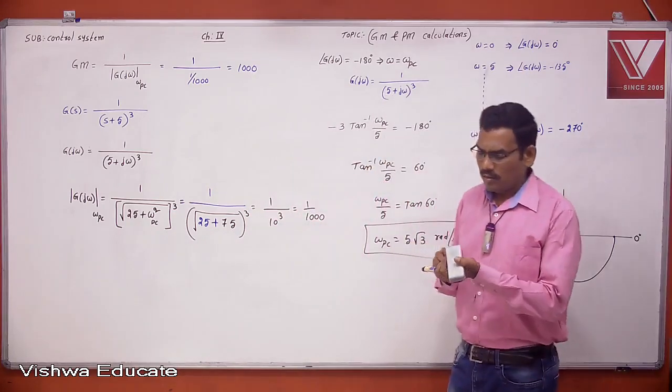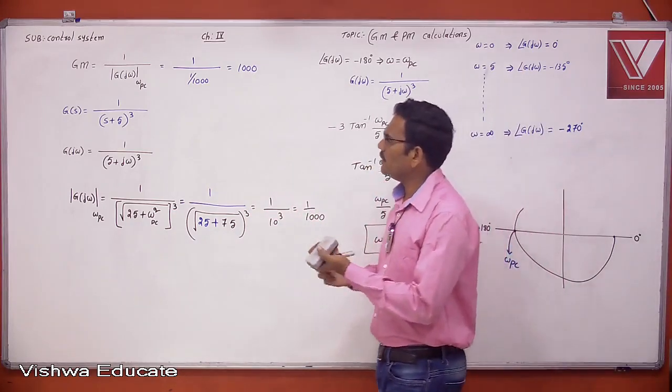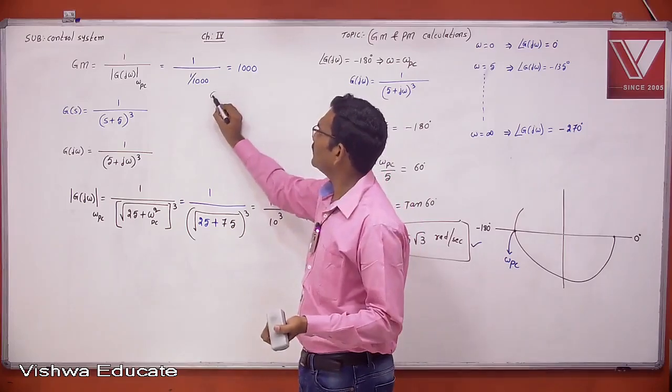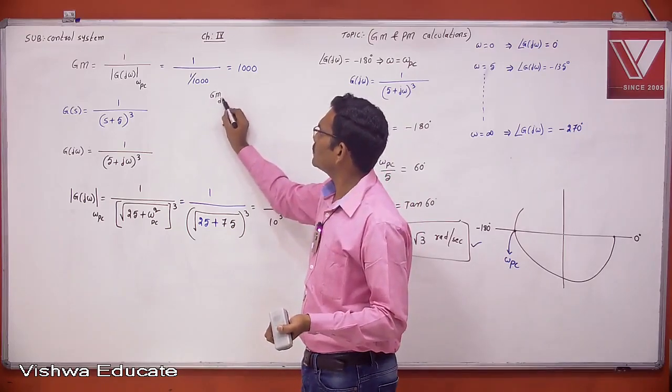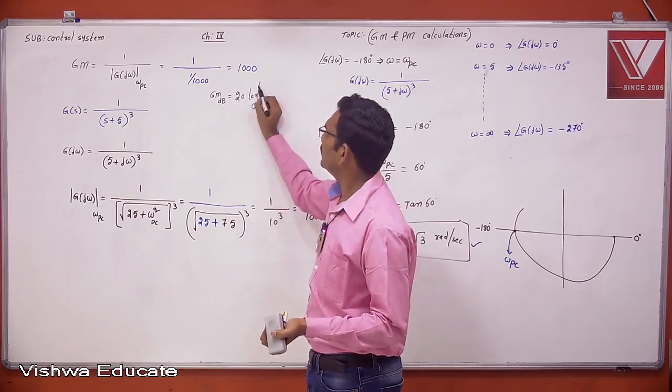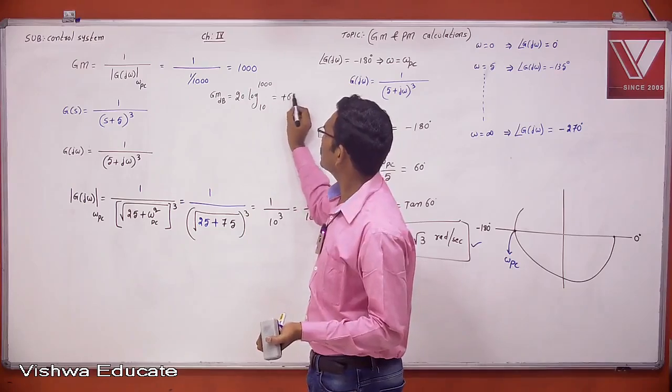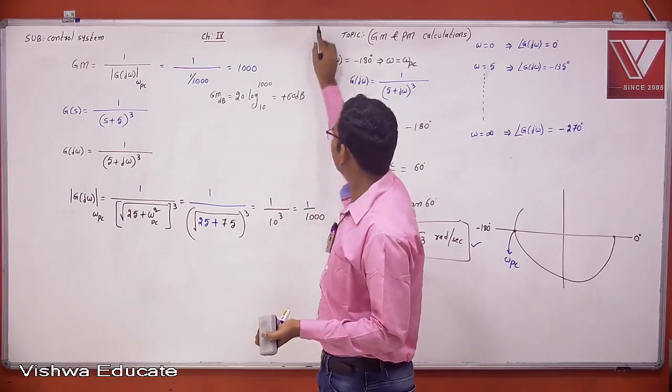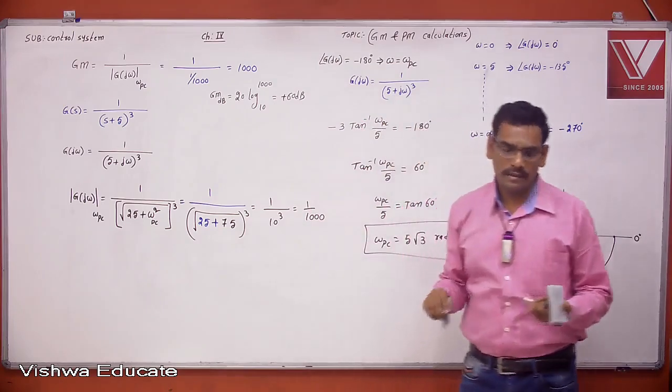Okay. Now, I want the gain margin in terms of dB. Not an issue, you can find it directly. Directly, you can substitute 20 logarithm of this for the final answer. Therefore, it is equal to 60 dB. Okay. Note this.